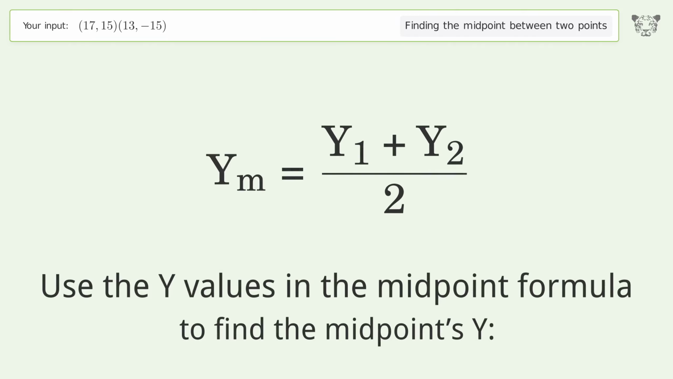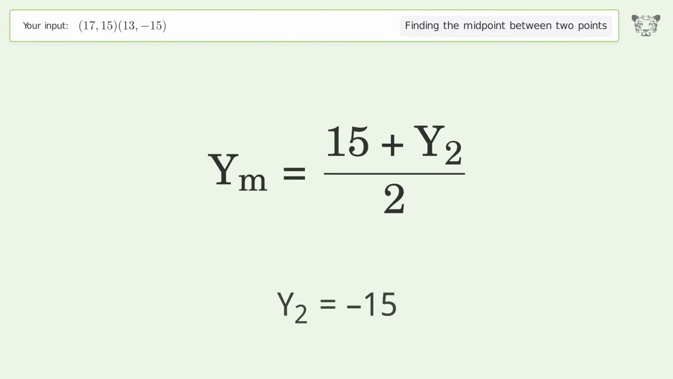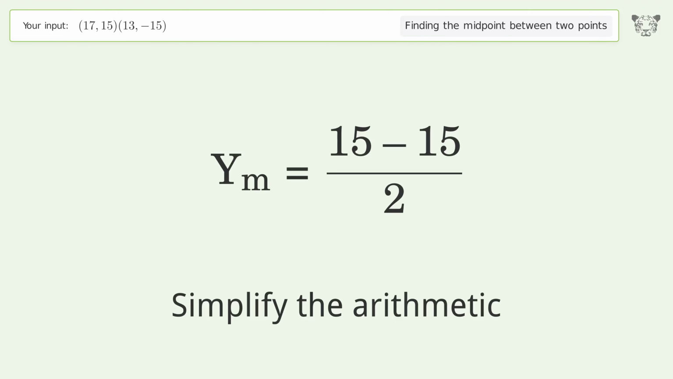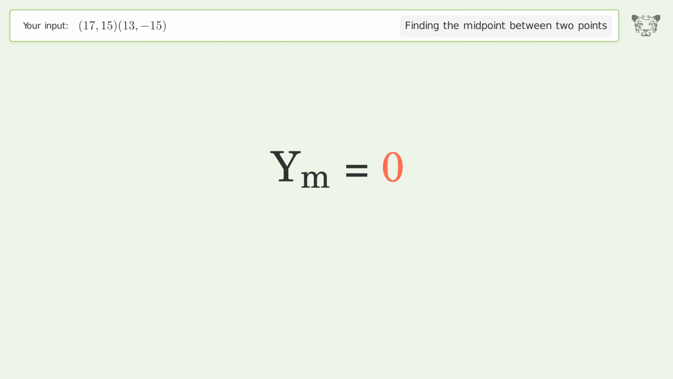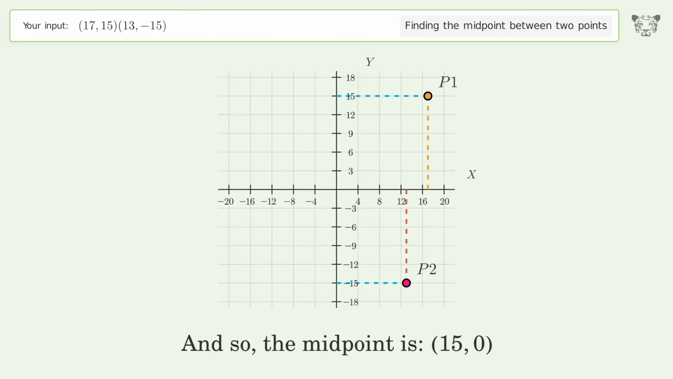Use the y values in the midpoint formula to find the midpoint's y. y1 equals 15. y2 equals negative 15. Simplify the arithmetic. And so, the midpoint is 15, 0.